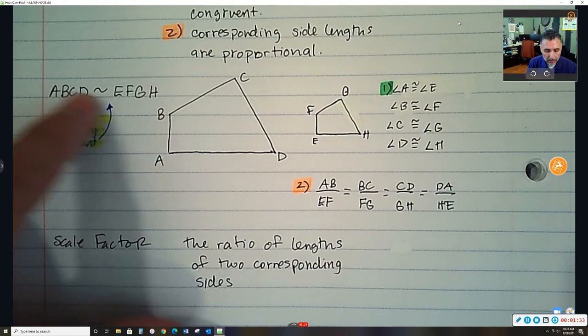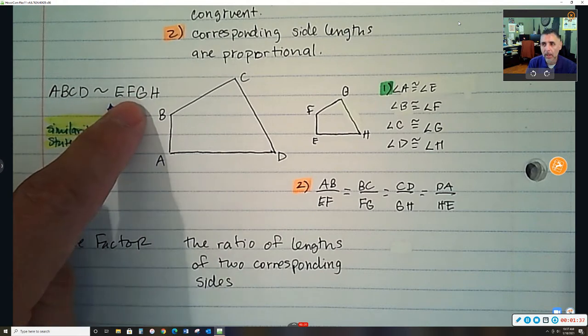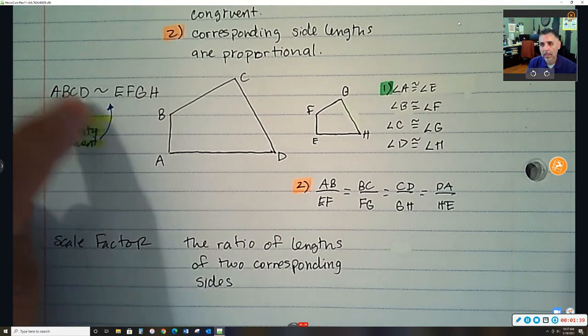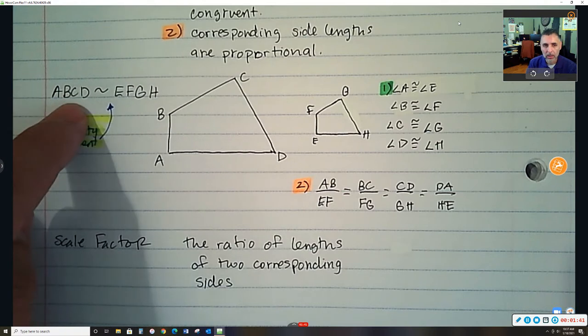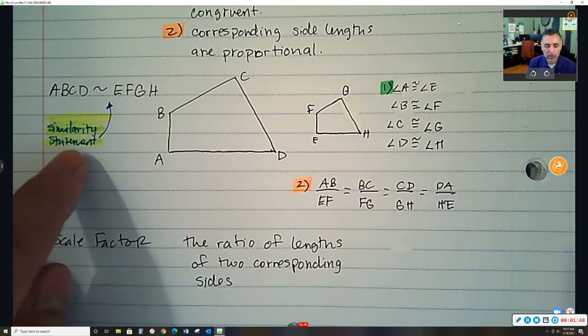This in general is called a similarity statement. If you ever see "write a similarity statement," that's just writing that two polygons are similar to each other. I put that here, I didn't want to have to rewrite that somewhere else.